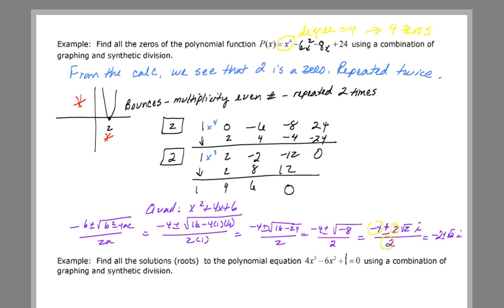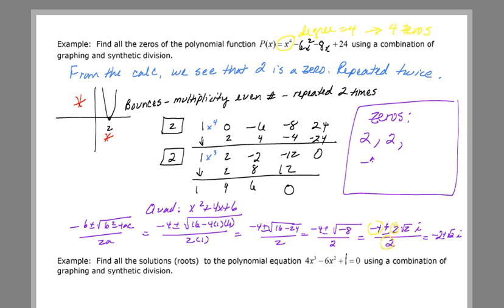Well, let's list out our zeros. Let's list all these guys out. There's 4. 2 is one of them. 2 is another one. And the other 2 come from negative 2 plus the square root of 2 with an i, and a negative 2 minus the square root of 2i. Those 2 last ones are imaginary. Make sure you write the i separate from the square root.